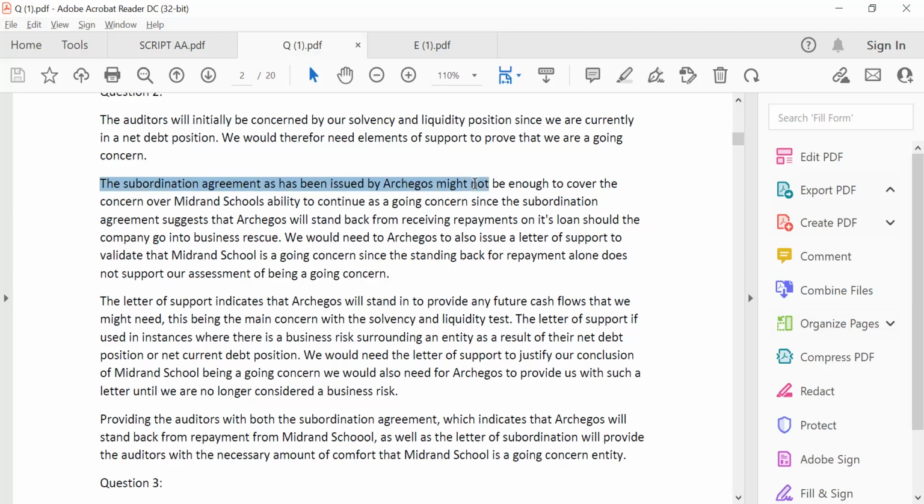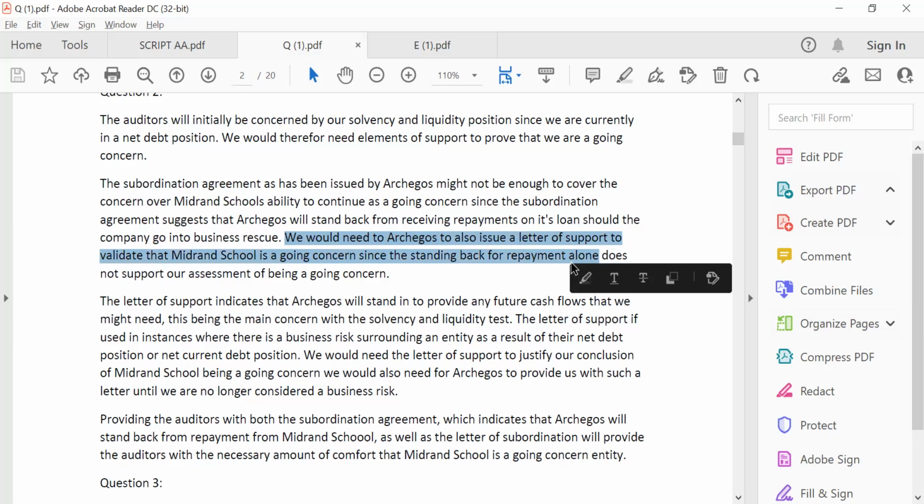However, the subordination agreement might not be enough to cover all the Midrand school's ability to continue as a going concern, as the subordination agreement suggests that Archegos will stand back from receiving its repayments on the loan alone. That might not be enough, because over and above standing back on the 10 million loan, maybe the Archegos group needs to support the Midrand school in another way. And the candidate then says we would need the Archegos group to issue a letter of support to validate that the Midrand school is a going concern.